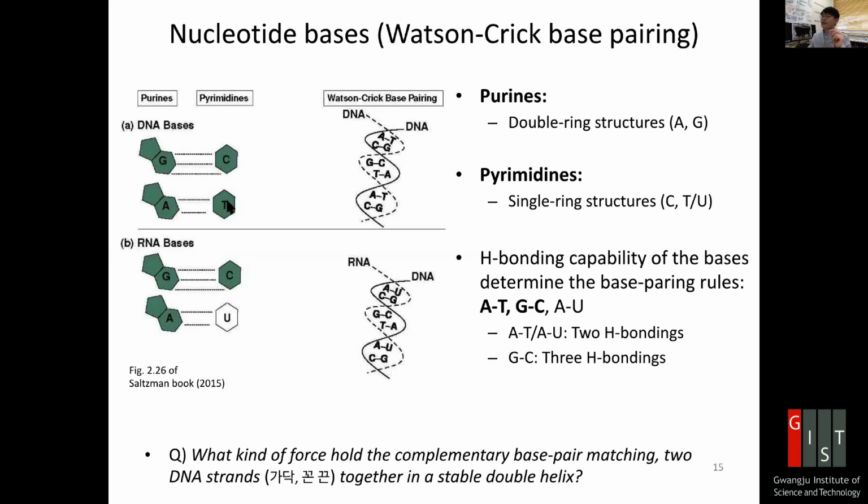Adenine and guanine are called purines, and cytosine and thymine, or uracil, are called pyrimidines, with a single ring structure. And the hydrogen bonding capability of these bases, in fact, determines these base pairing rules. As you can see here, there are 2 and 3 hydrogen bonds. So this force holds the complementary base pairing match between 2 DNA strands in a very stable double helix. And that's hydrogen bonding.